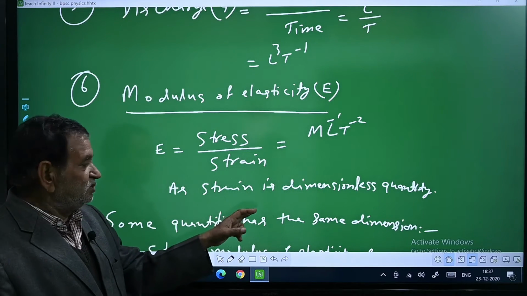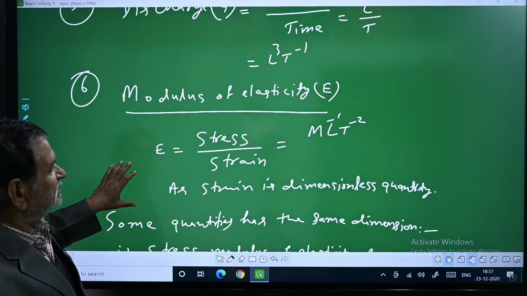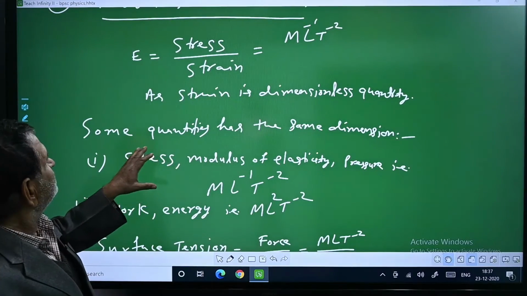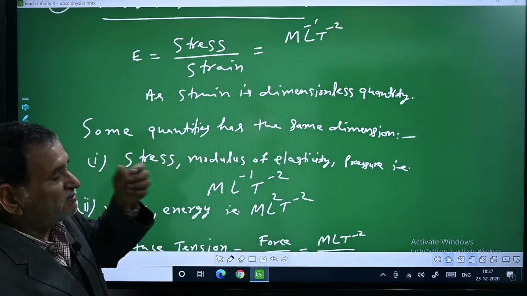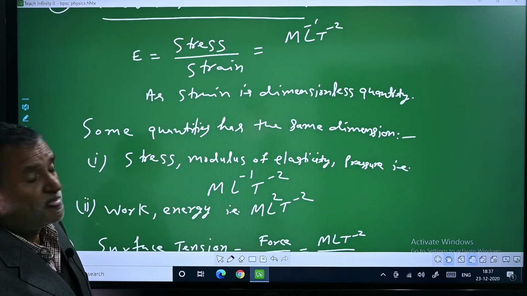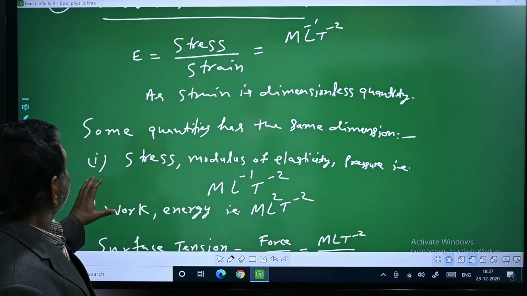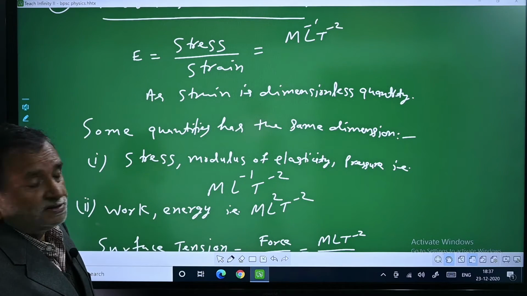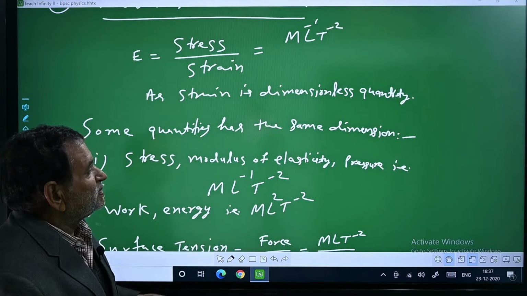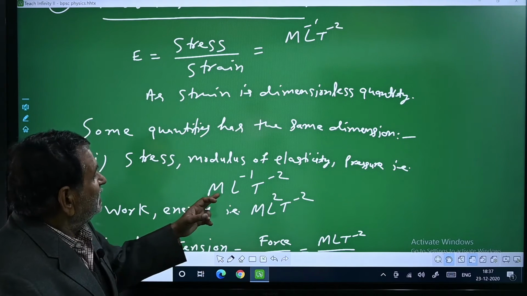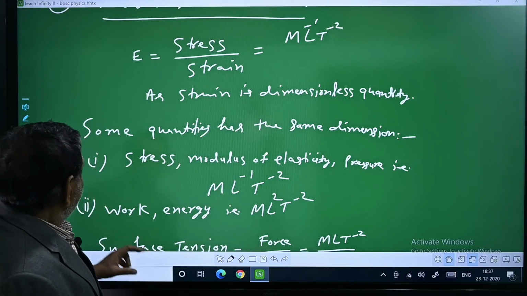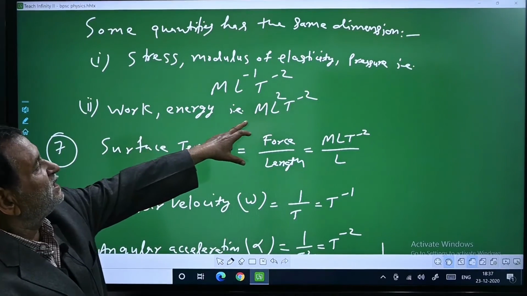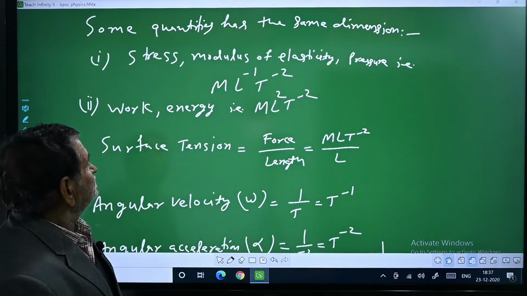There are some quantities which have the same dimension. First are stress, modulus of elasticity and pressure. These have the same dimension, M L^-1 T^-2. Also, work and energy have the same dimension, that is M L^2 T^-2.